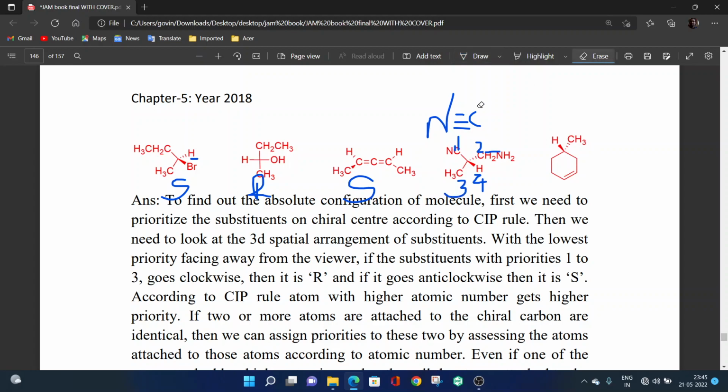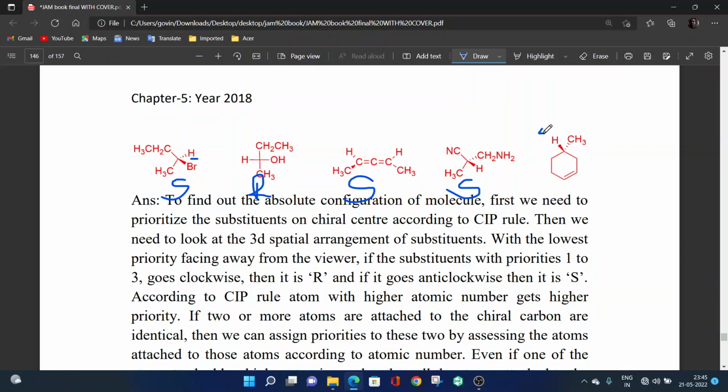Now we have to look at the spatial arrangement of 1, 2 and 3. So 1, 2 and 3 is coming clockwise, right? It looks like the clock moves like this. So it looks like R, but it will be S because hydrogen is towards the viewer. So this will be S. Now again here the lowest priority hydrogen is towards the viewer, so what I get, I will write the opposite of this.